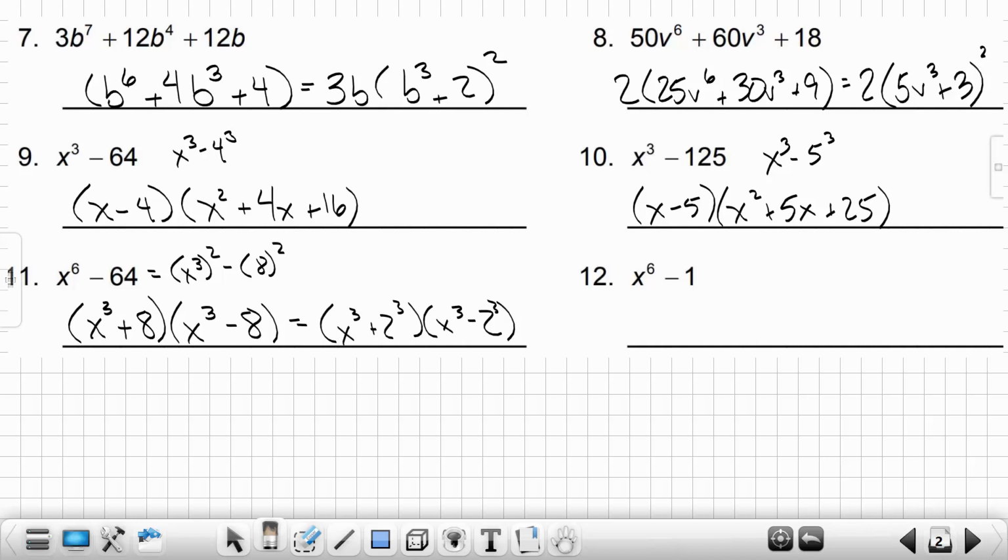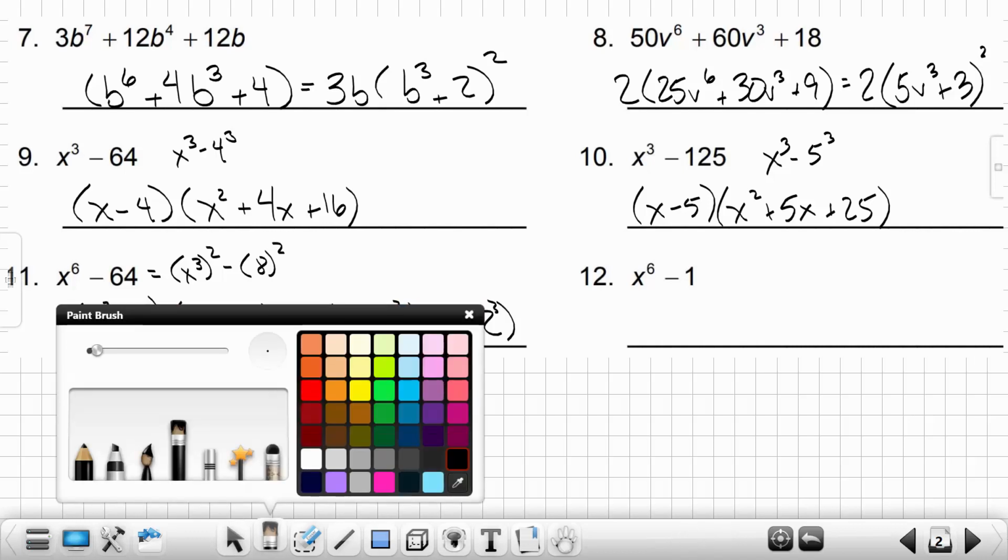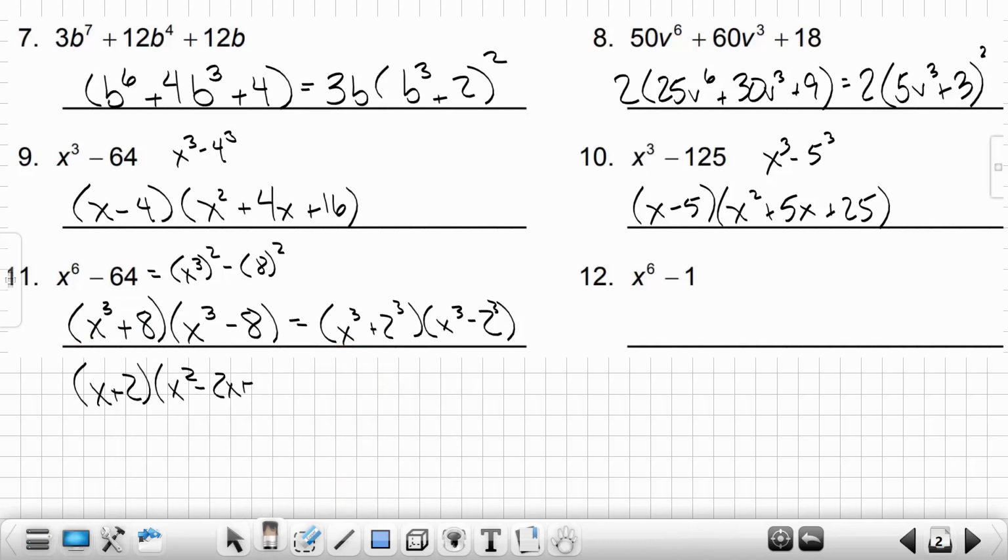Sum of 2 cubes, x plus 2, x squared minus 2x, don't know why I put a 4. Difference of 2 cubes. This whole thing breaks into a double, this thing like triple factors out.